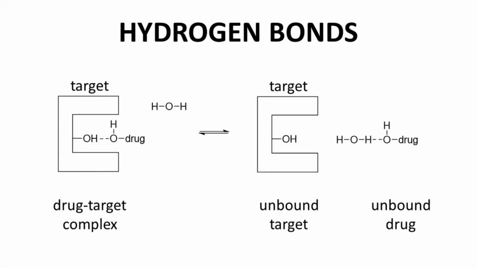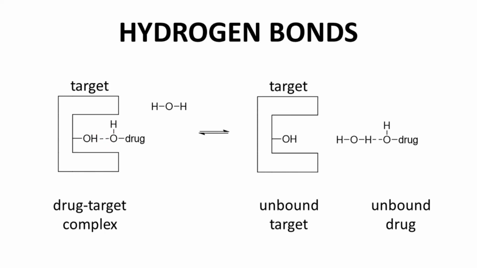On the screen is a simple depiction of drug-target binding. On the left is the drug-target complex. Featured in this complex is the target serving as a hydrogen bond donor through this OH group binding to the drug as the hydrogen bond acceptor. Let's assume that this hydrogen bond is the only drug-target interaction. Dissociation of the complex requires breaking the hydrogen bond.